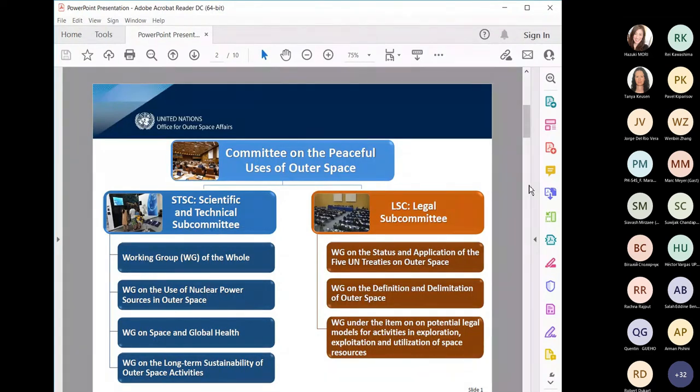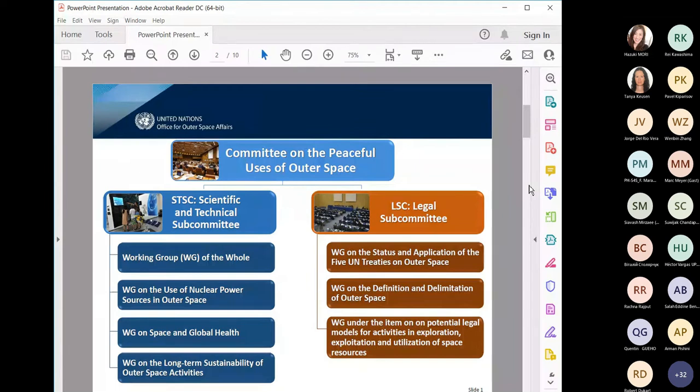Both of the subcommittees were established in 1961. Under each subcommittee, we have a number of working groups established to address specific areas. So under the Scientific and Technical Subcommittee, we currently have 4 working groups: the Working Group on the Whole, the Working Group on the Use of Nuclear Power Sources in Outer Space, the Working Group on Space and Global Health, and the Working Group on the Long-Term Sustainability of Outer Space Activities.